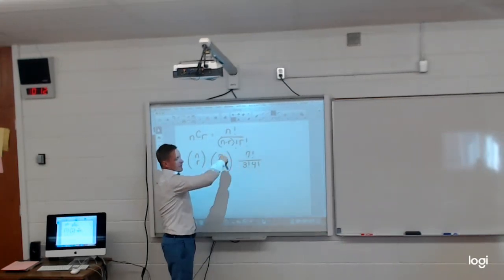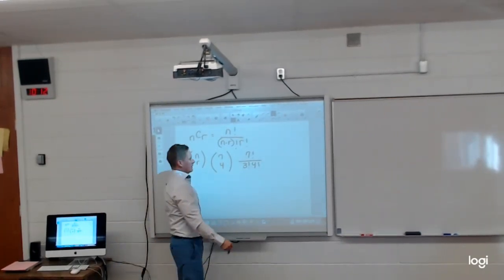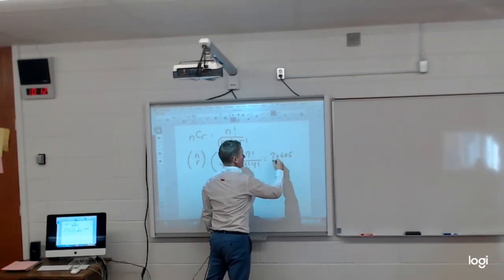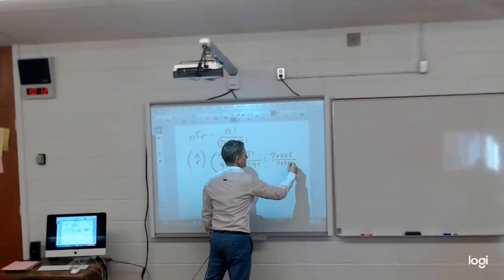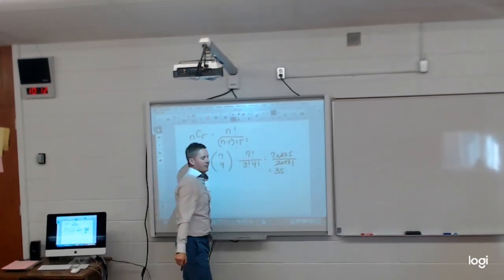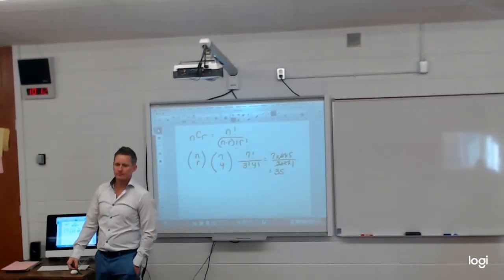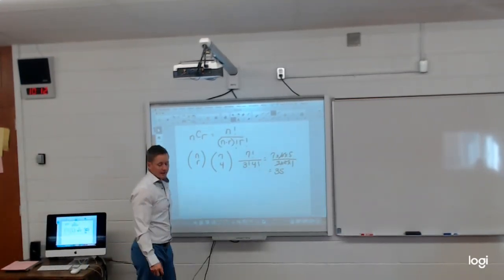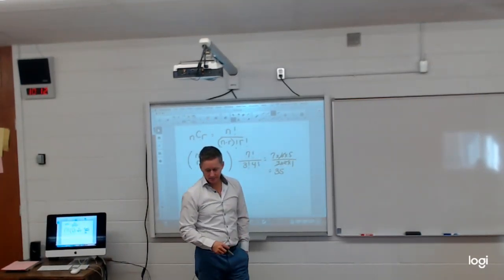We have to divide by the number of ways in which we arrange them. So this works out to 7 times 6 times 5 over 3 times 2 times 1. Those cancel, I'm left with 35 ways in which that happens. Okay? All right, so we did some of this last week.